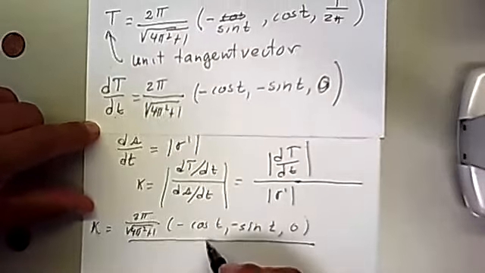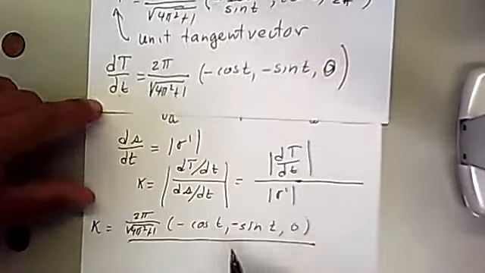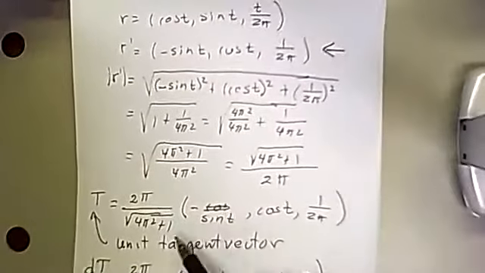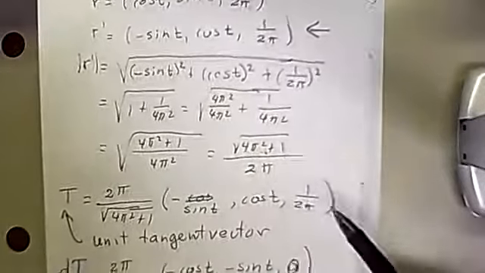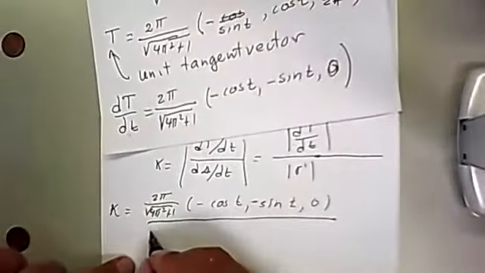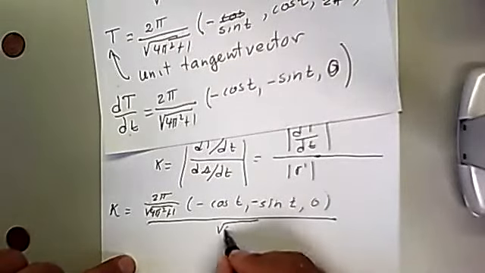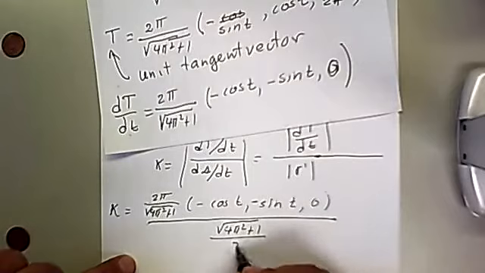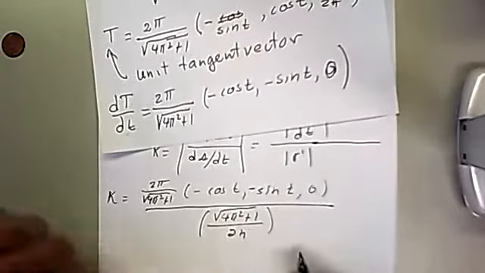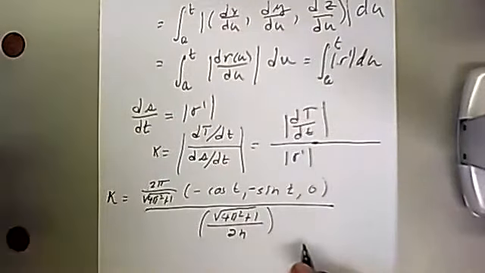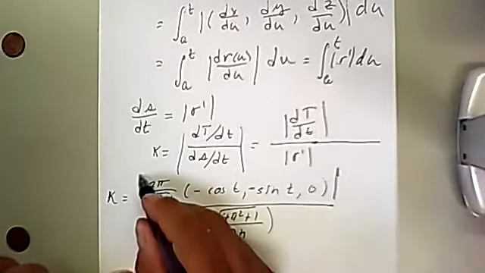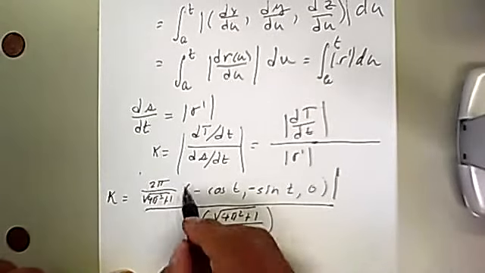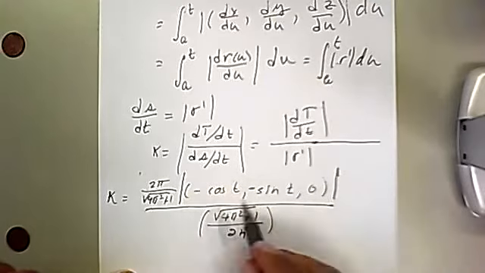will be r prime, the magnitude of r prime, which we found here. The magnitude of r prime is this guy, square root over 2 pi. So we're going to divide by the square root of 4 pi squared plus 1 over 2 pi. There we go. We need one more magnitude going here. This is a positive scalar, so this can exit the magnitude.